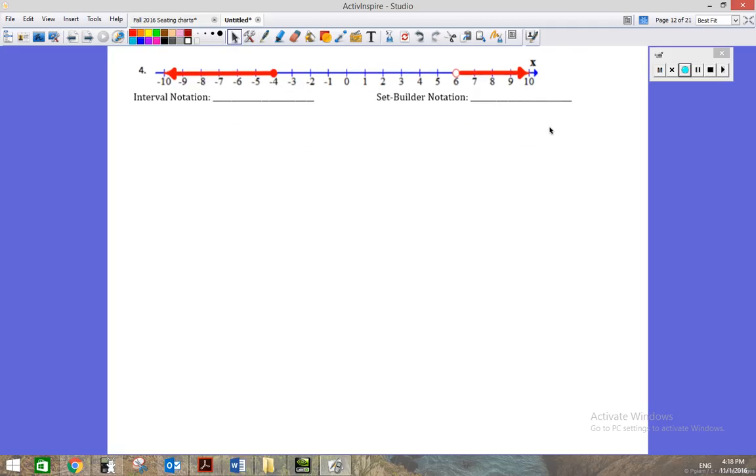All right, so in interval notation, I've got negative infinity here and positive infinity there. On the left, I've got negative infinity going to -4. It's a solid point, so I need a bracket. There's a break in the graph, so I need a union. And then it's 6 all the way out to positive infinity. Since that's hollow, I need an open parenthesis, and I never have a bracket around either one of the negative or positive infinities. There's my answer for interval notation.